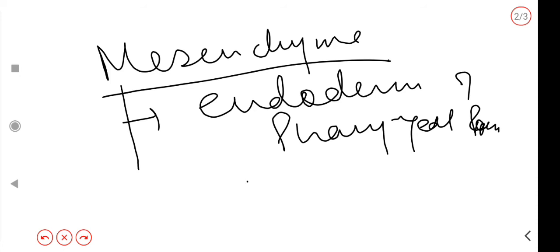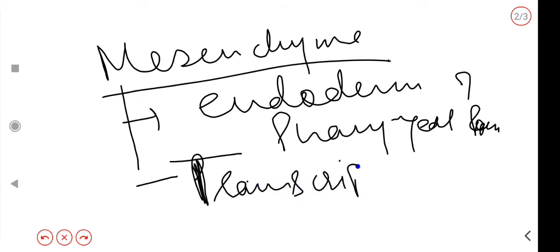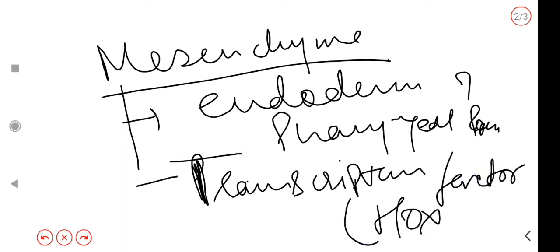So the mesenchymal derivatives, or mesenchyme, of a particular arch respond to the endodermal signal from the pharyngeal pouches and to the transcription factors expressed in the particular arch. Transcription factors of the particular arch are the Hox genes. Hox genes are homeobox genes.